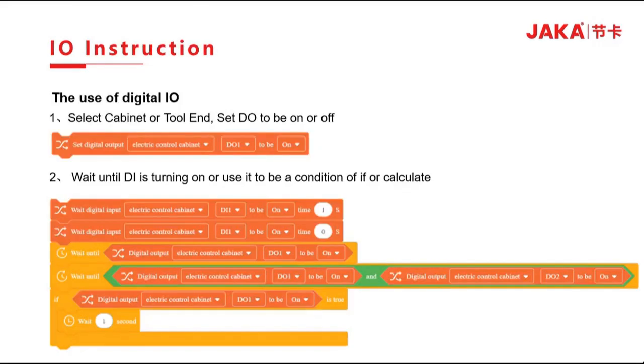The use of digital I/O function is as follows. You can change on the drop-down list if we use a tool end plug or cabinet plug according to where our tool is plugged. Then you can choose which DO number you want to set, and finally if your operation requires to be on or off. On the lower section you can observe the main operations you can create with judgment instructions.